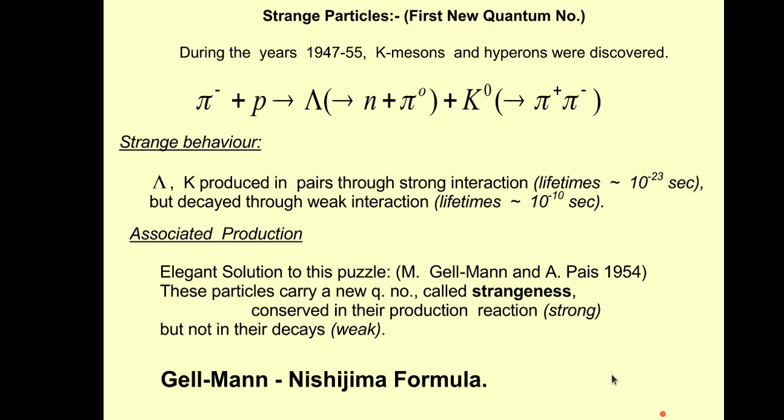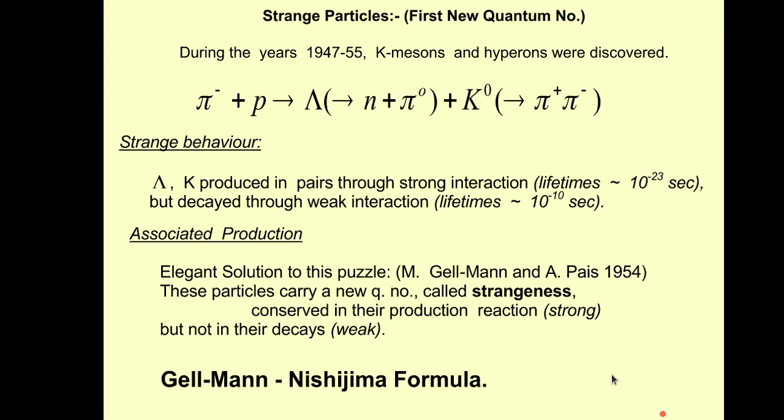So this behavior was puzzling. It is a strange behavior, in the sense that lambda and K were produced through strong interaction, that is between pi and p, but decayed through weak interaction, with a lifetime of 10 to the minus 10 second. In order to understand this behavior, Gell-Mann proposed to introduce a new quantum number that is called strangeness.